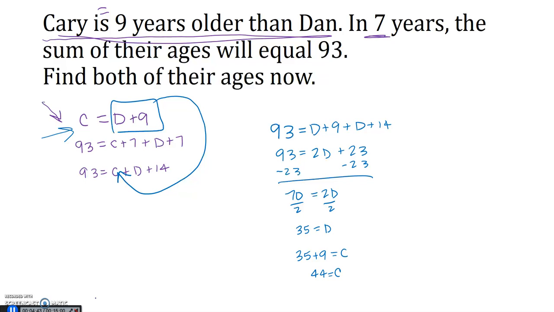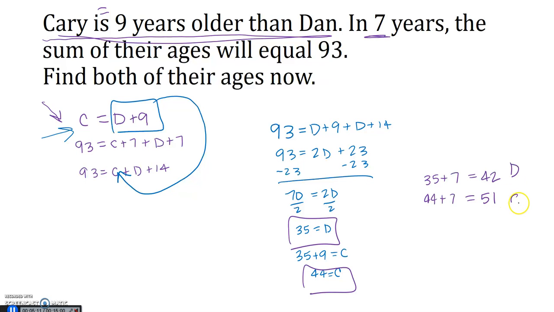Let's figure out how old each one of them will be 7 years from now. So if I take 35 plus 7, I get 42. So Dan will be 42 in 7 years. And now if I take 44 and add on 7, 44 plus 7 is 51. And that would be Carrie's age 7 years from now. And if you look at that, I add these two up, I get 93. So 35 and 44 are your correct answers.